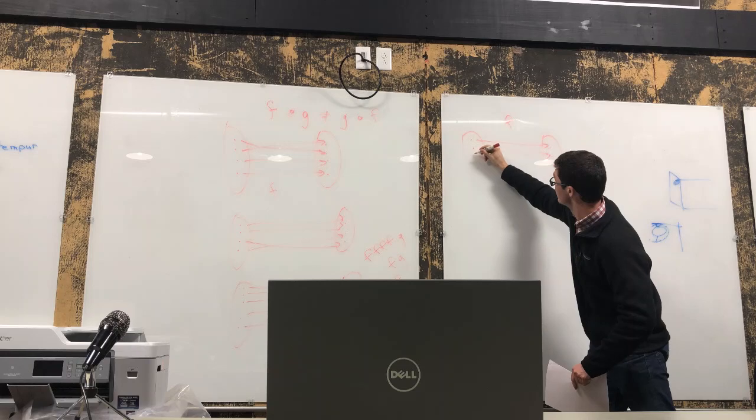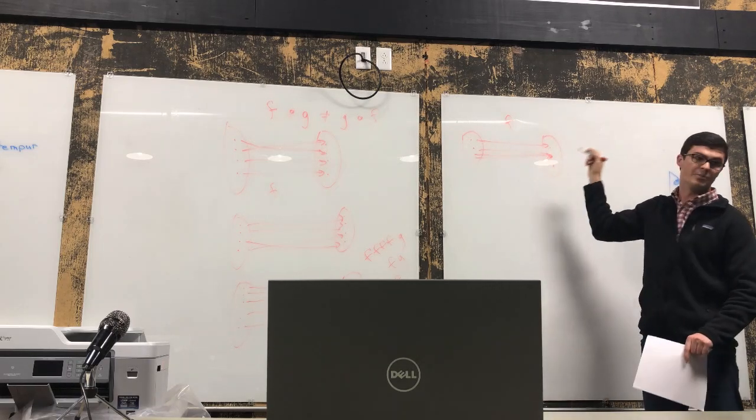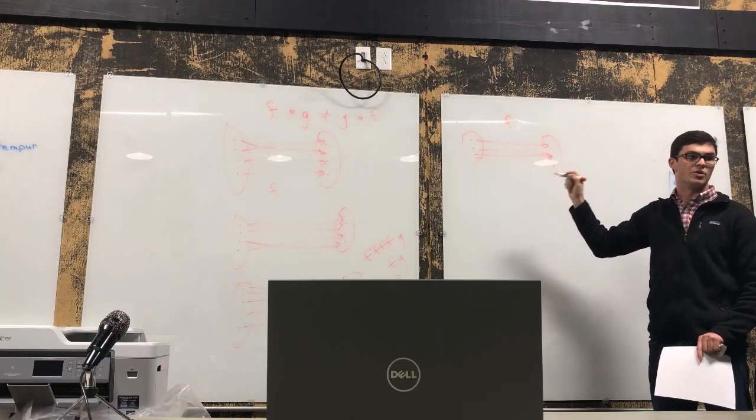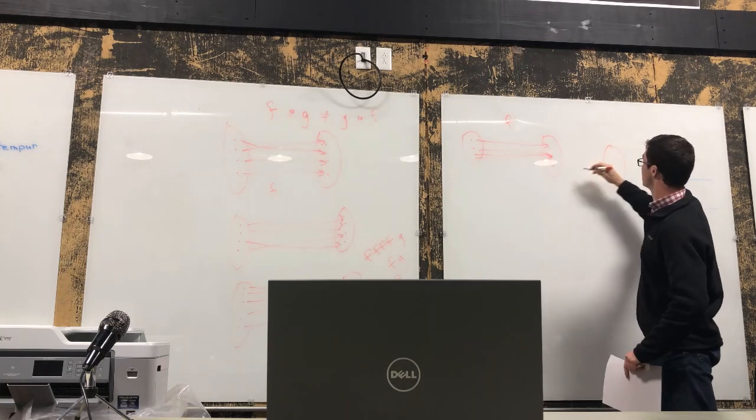So, I'm sorry, I made a little mistake. If this one has 4 and this one has 3, you can't put F after F, right? Because you don't know where the other one's going to go. All right, so let's see here.